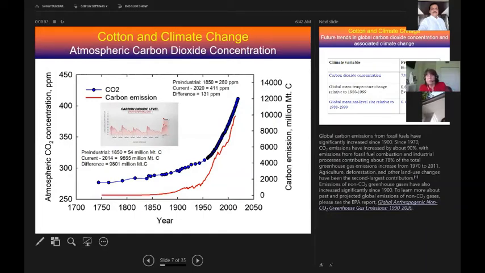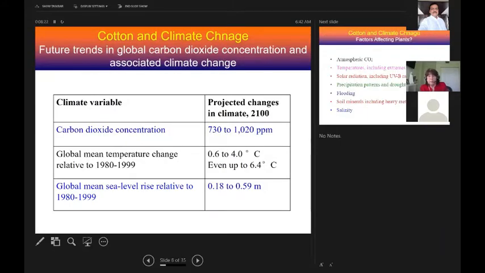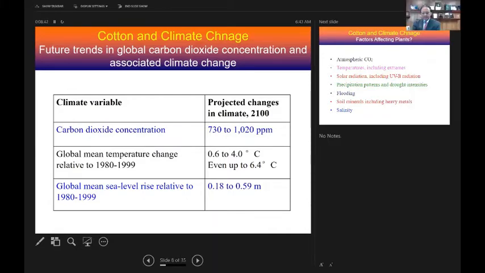The current level is about 412 ppm. When I came to this lab, we were conducting experiments at around 340 ppm. Now we are conducting around 400. By the time we get to publication, it is almost an ambient CO2 level. The future CO2 levels are projected anywhere from 730 to 1000 ppm by 2100. With those changes, temperatures are projected to rise by anywhere from 0.6 to 4 degrees, and sea levels are projected to rise by 0.18 to 0.9 meters. With these changes, the plants are going to be affected.